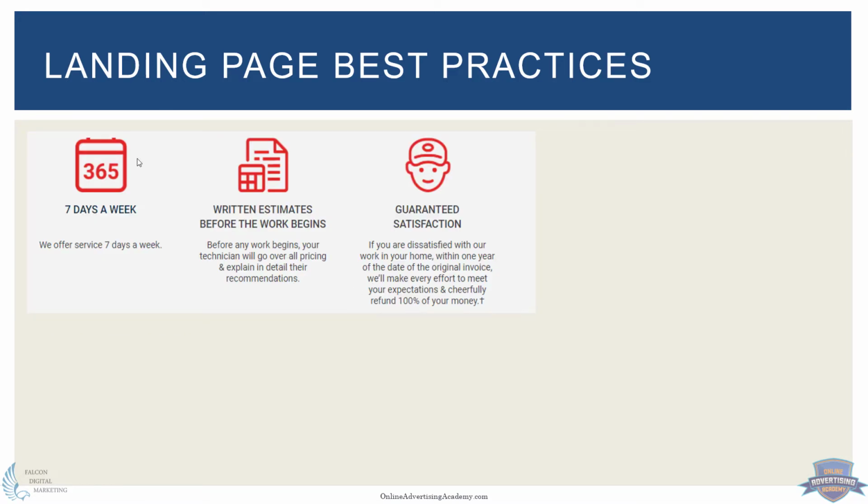So I just took a quick screenshot here. So this is for home services. You know, they're open 7 days a week. Written estimates before the work begins. Before any work begins, your technician will go over pricing, explain details, satisfaction guaranteed. It has some more details. Maybe at the top, you know, it's roofing repair or plumbing or something like that. And then a little bit more info.